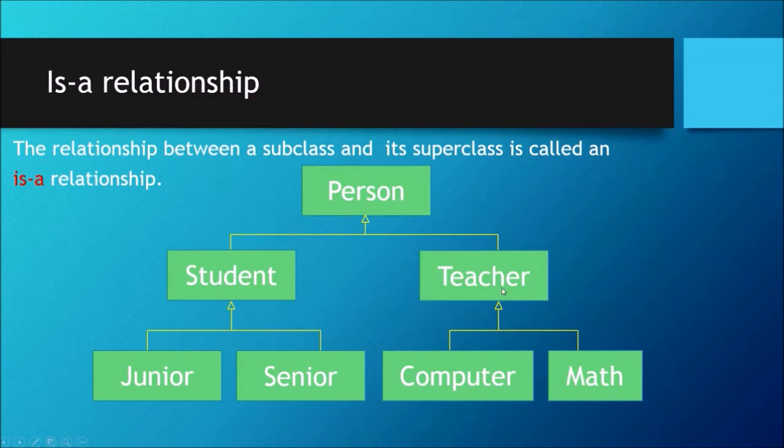So when I say there's a relationship, it means that a student is a person. Teacher is a person. But we cannot say a person is a teacher, because a person can be a teacher, astronaut, computer engineer, doctor. A person could be anything. So a student is a person, teacher is a person. Junior is a student, senior is a student. Computer is a teacher, math is a teacher.